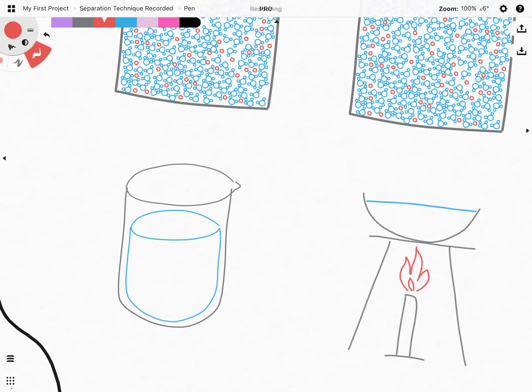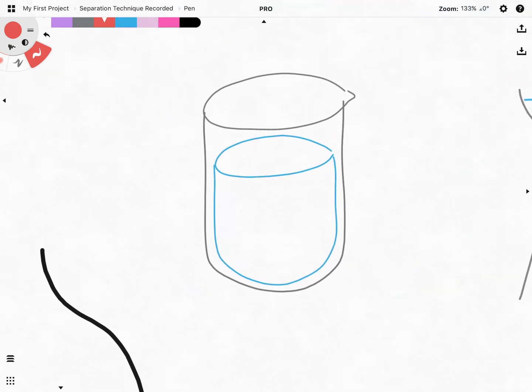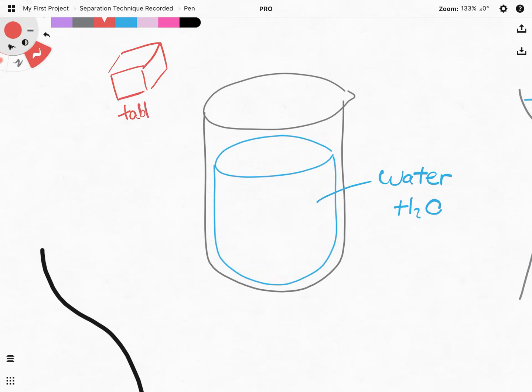To dive deeper into crystallization, let's start off with an example. Here I have a beaker of water. Water is a compound called H2O. And let's say I want to dissolve something very familiar to you. Let's say I want to dissolve table salt. Table salt, for your information, is also a crystal. It is also a compound. And this compound is called sodium chloride. This is the chemical symbol for table salt.